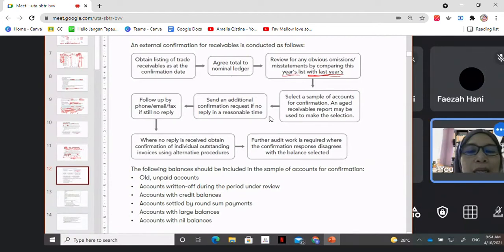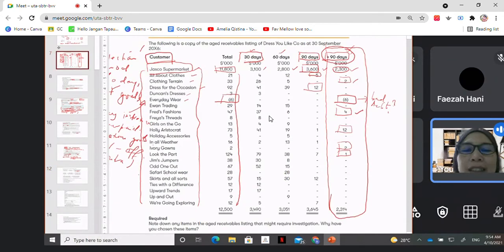Okay, good. Okay, and then what should you do? Next, select a sample of account for confirmation. So which account you need to confirm? Okay, and each receivable report may be used to make the selection. So daripada sini tadi kita nak confirm account yang mana. So kita dah set tadi, we are going to confirm on the Jasco supermarket. Okay, kita tak nak confirm semua. Okay, because all item here, they're due on 30 days and they paid.